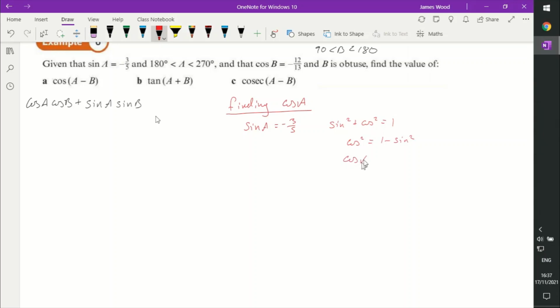So I can calculate cos A. So I can do 1 minus sine squared, so 1 minus 9 over 25, and then square root it. And that'll give me cos A is plus or minus 4/5. I then need to decide which one it is.